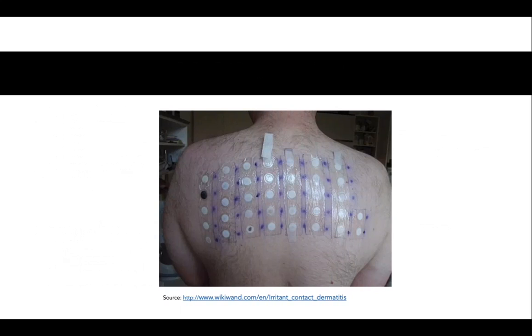And this is just an image of how patch testing is conducted.